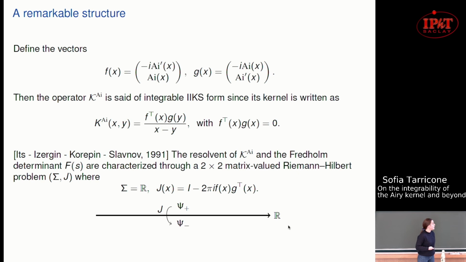And the way you pass from psi plus to psi minus, your functions that are analytic on the upper complex plane and the lower complex plane, is by multiplying by this jump matrix G. In their theory, if you can solve such a Riemann-Hilbert problem with a jump that depends on your data, f and g, the vectors that enter your kernel, and on the real line, which is the space where your integral operator is acting, then you can characterize the resolvent of the operator and the Fredholm determinant. That helped them to write down asymptotics for these quantum correlation functions and so on. So now this theory is very well established.